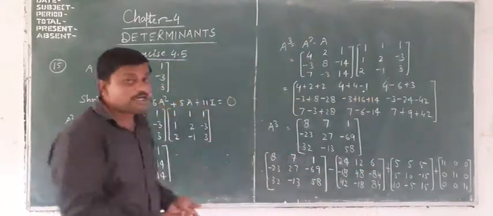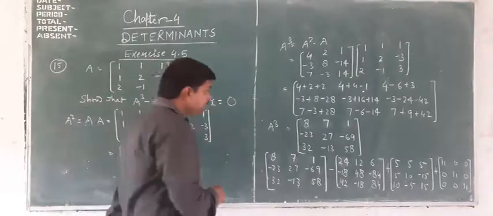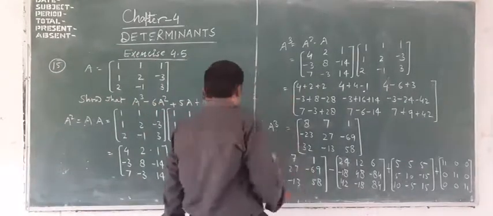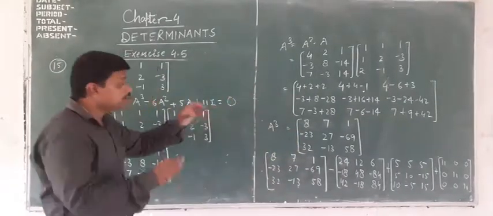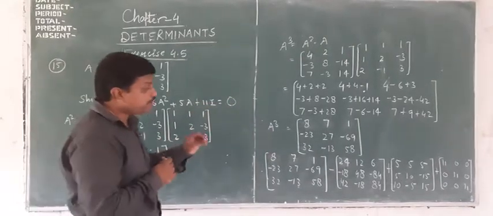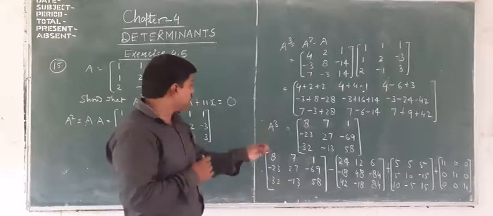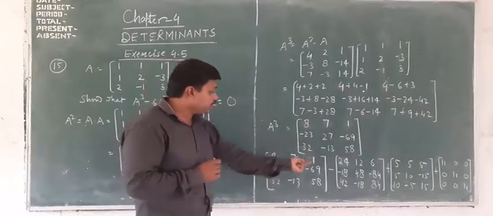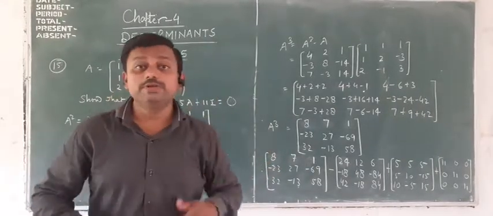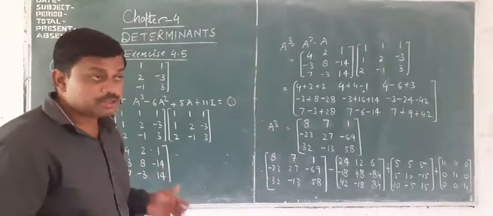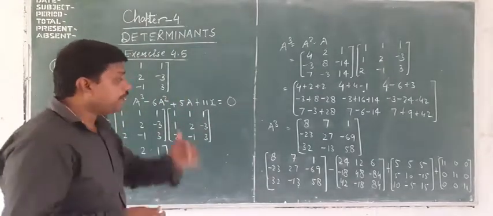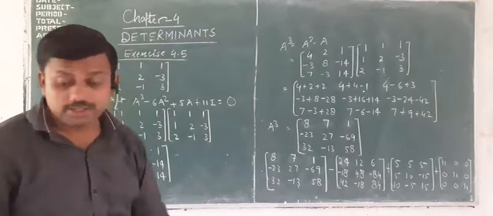So each element of the result must be equal to 0. Each element of this matrix gives the value 0, 0, 0, 0, 0, 0, 0, 0, 0. This means we get a null square matrix of order 3. So it verifies the result.